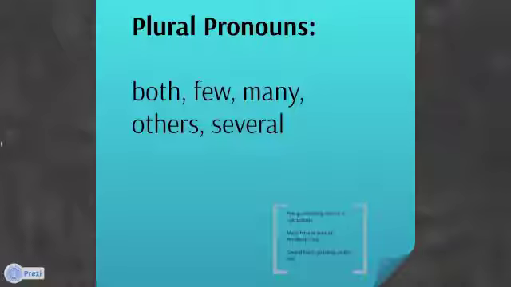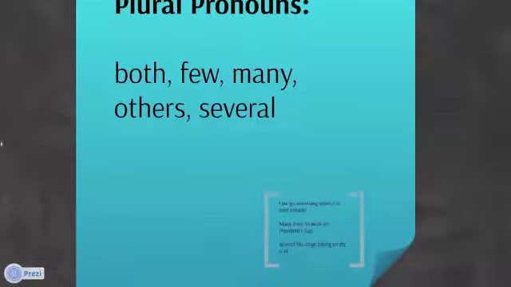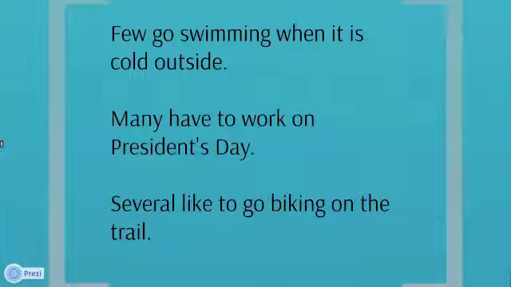The pronouns that take plural verbs are both, few, many, others, and several. Examples of these pronouns are: "few go swimming when it's cold outside," "many have to work on President's Day," "several like to go biking on the trail."